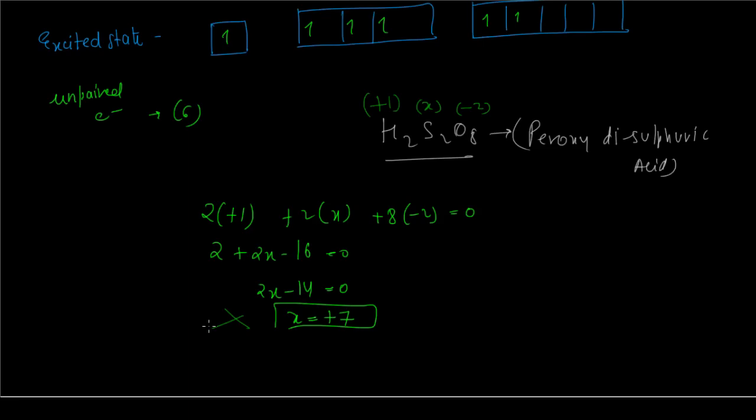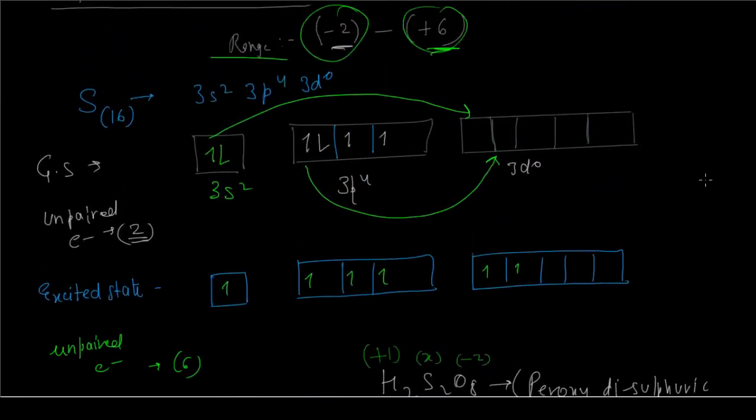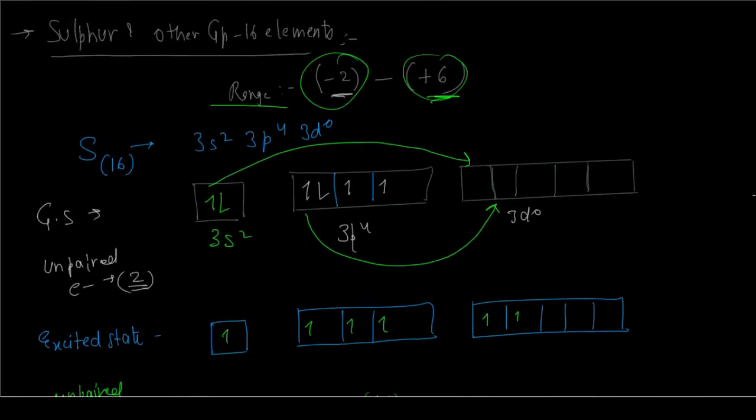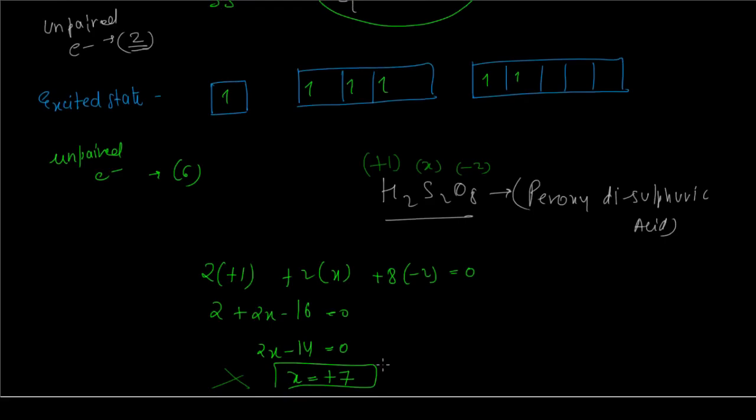Why is it wrong? Think about it. Now let's revisit what I just explained to you. The range for sulfur and other group 16 elements is from -2 to +6. And what are we getting here? We are getting +7, which is not possible for sulfur. The maximum oxidation number of sulfur is +6. How can we get +7? That means we have done some mistake here. What's the mistake then?